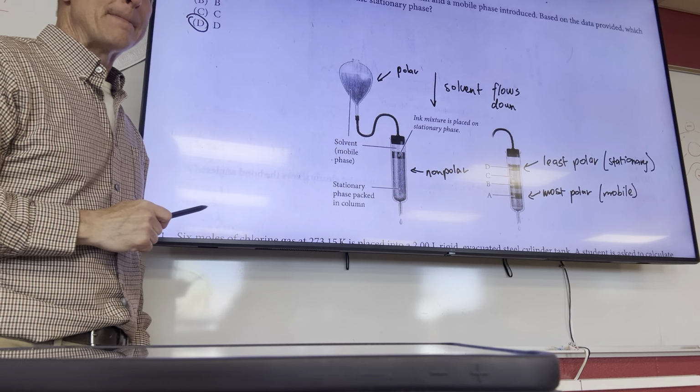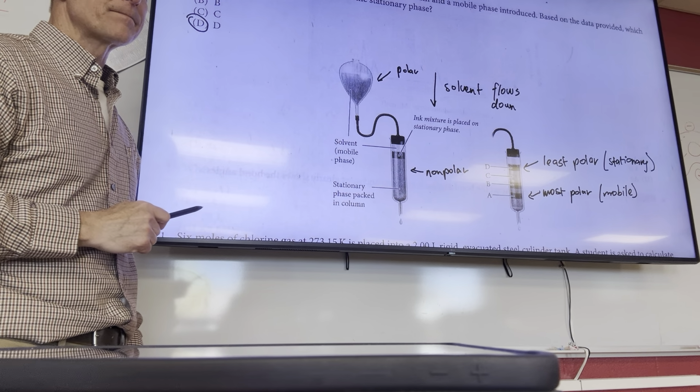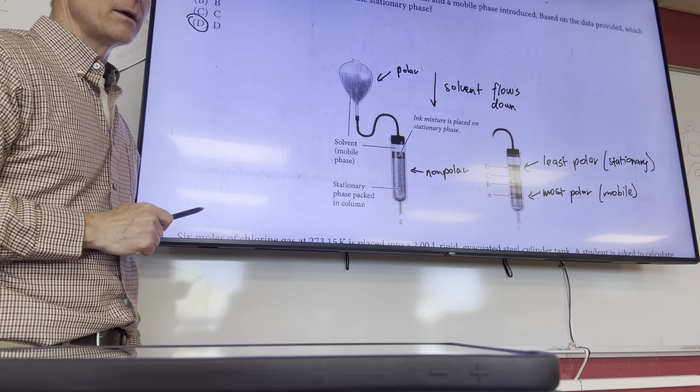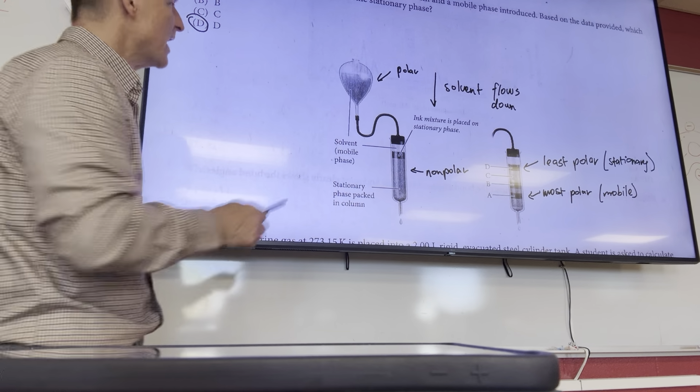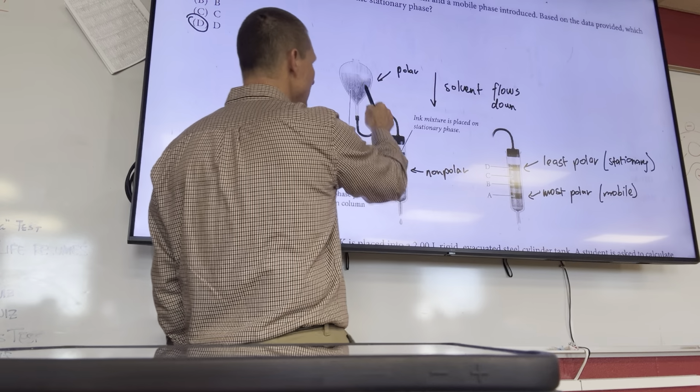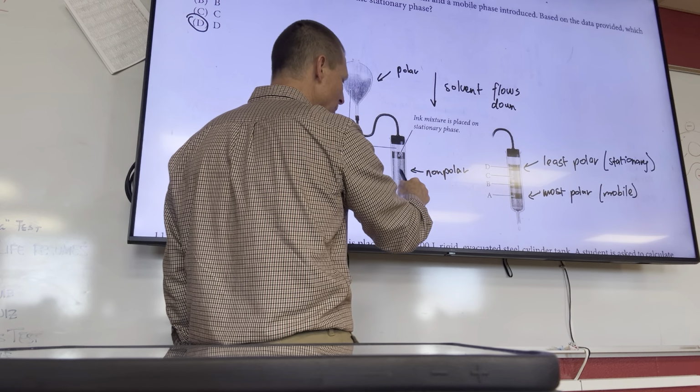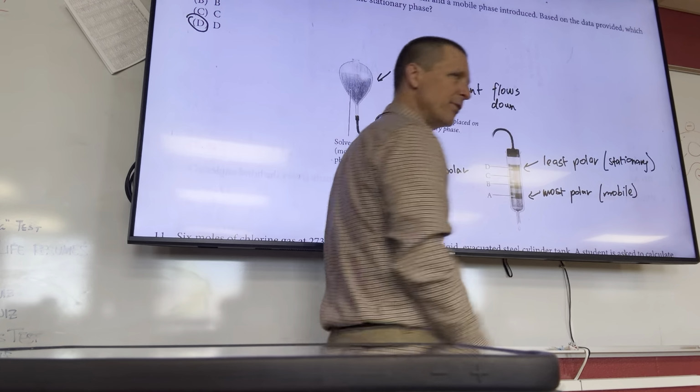So if you switched it and made the stationary polar, then the thing that's at the top would be most polar? Yes. Yeah. So we could switch it. This could be a polar thing, that could be non-polar. So it's grabbing the non-polar things and separating. In that case, these would be flipped around.